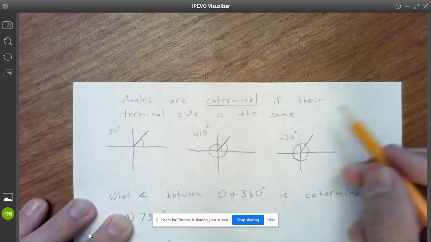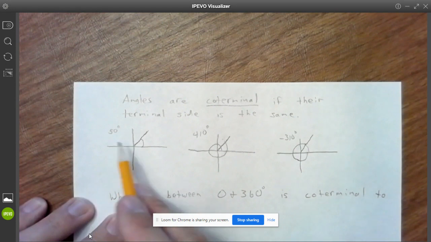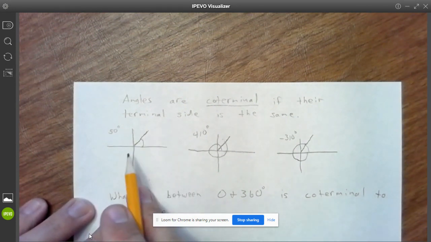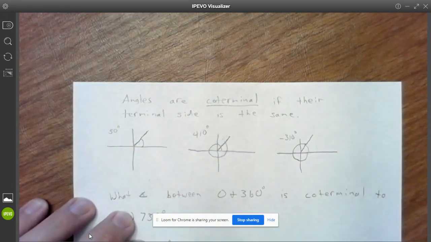So there's actually an infinite number of coterminal angles. You can just keep adding 360, or you can just keep subtracting 360. So 360 does nothing. It just loops you around to the same spot.